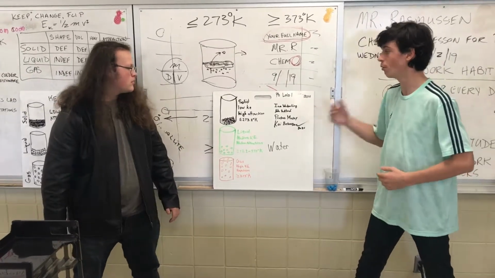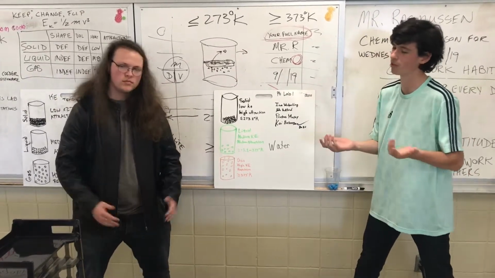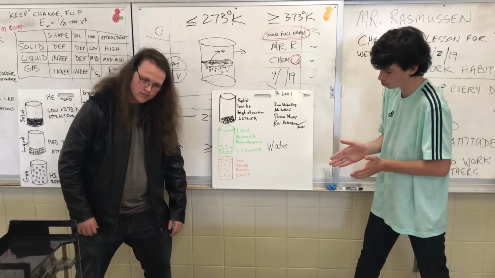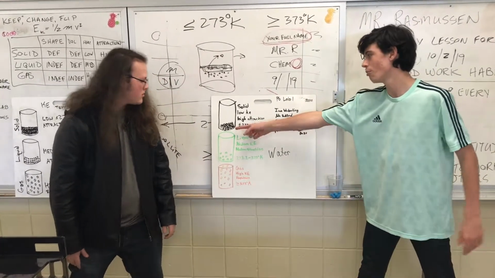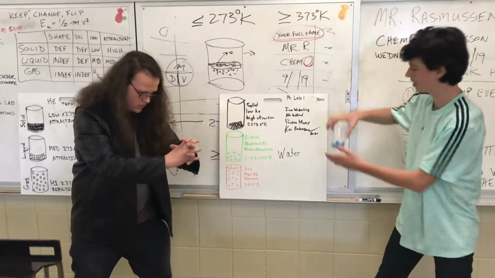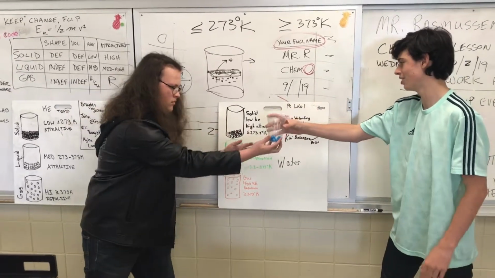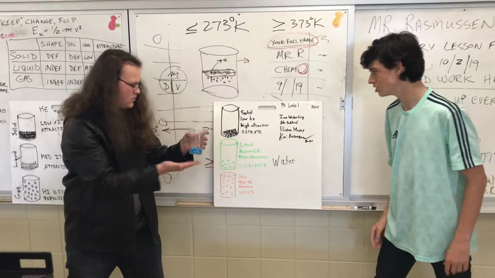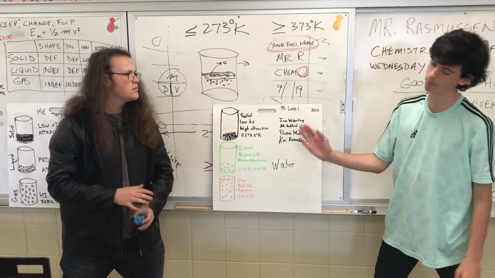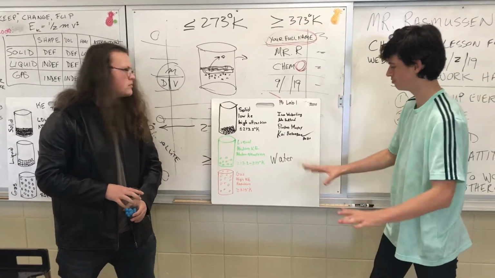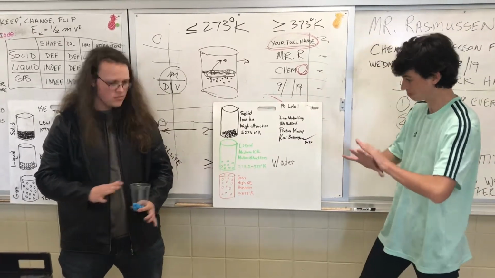For a solid, we have a low kinetic energy because it's not really moving that much and it's really low in degrees. It's really cold. And it has a high attraction because you can see all the molecules are together, in this real world example. In degrees, it's represented as 273.2 degrees Kelvin or below.